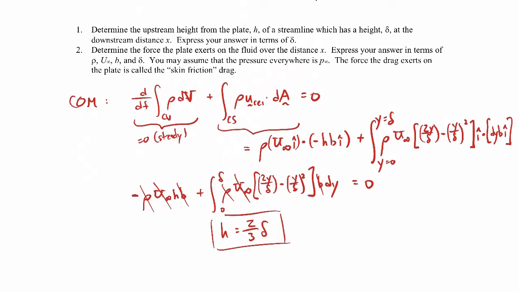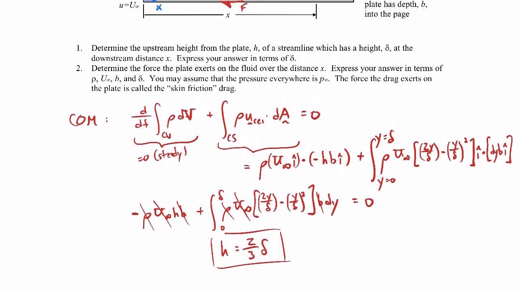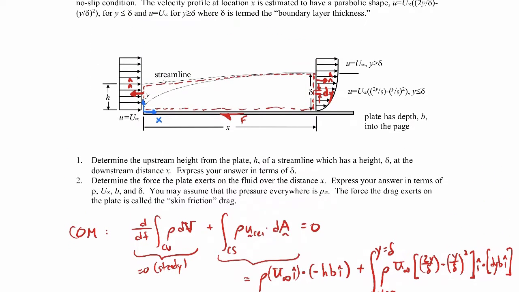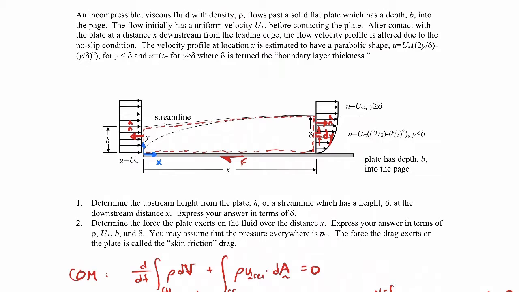Okay, so all I did to go from this step down to this step is just evaluate the integral and simplify. So now we know how the incoming height is related to the outgoing height just from conservation of mass. Hopefully that part seems straightforward. Let's go on to the second part, part 2. For that part, we're asked to find the force.